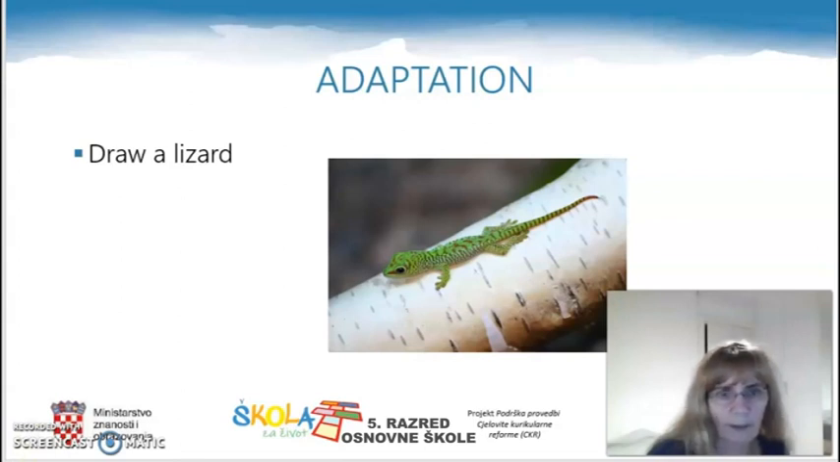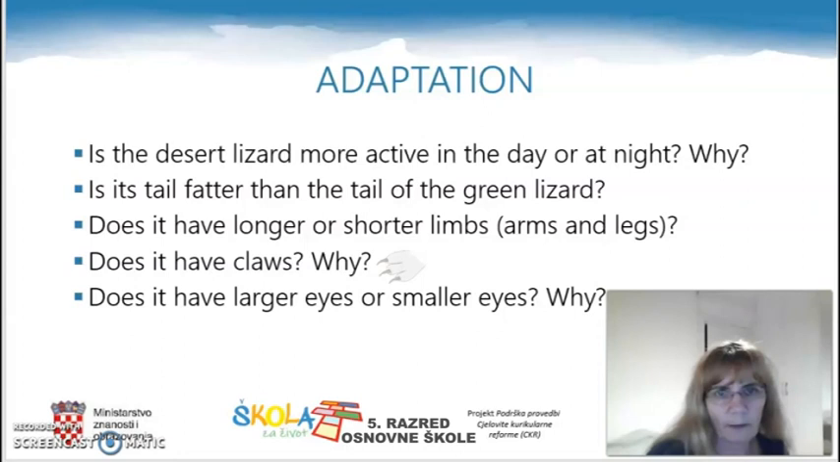And when you finish with the drawing, think about the lizard that lives in the desert. Is it the same or very similar to the green lizard? Think about the following questions. Is the desert lizard more active in the day or at night, and why? Is its tail fatter than the tail of the green lizard? Does it have longer or shorter limbs? And limbs are arms and legs. Does it have claws? And why?